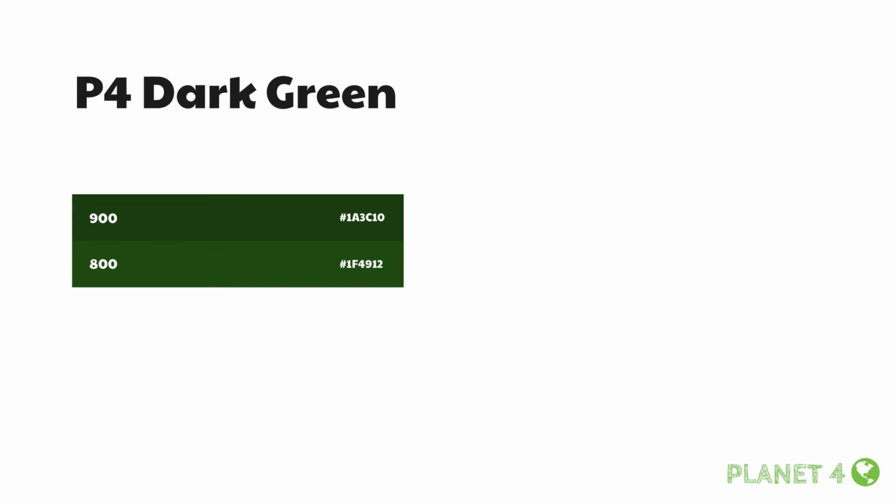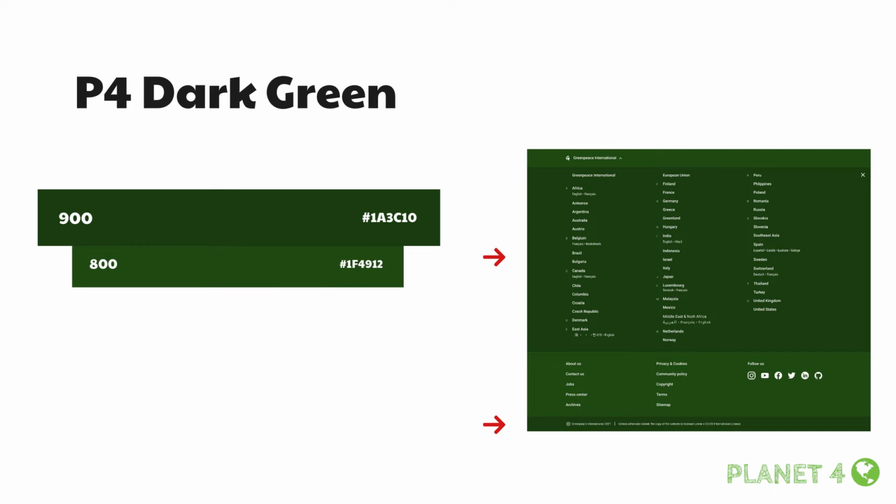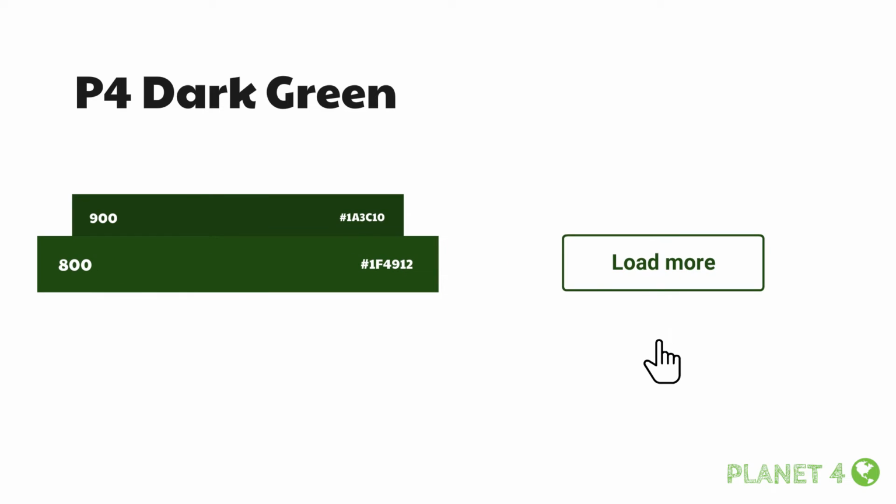The P4 dark green is one of our secondary colors. It is used for less prominent components in the UI. The variant 900 is only used for the background color of the copyright and countries block. The variant 800 is used for secondary buttons and for most background colors in blocks and components.